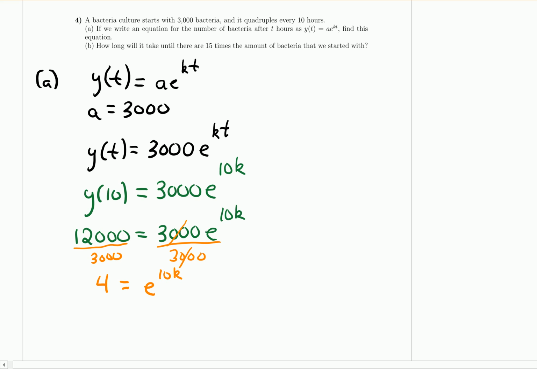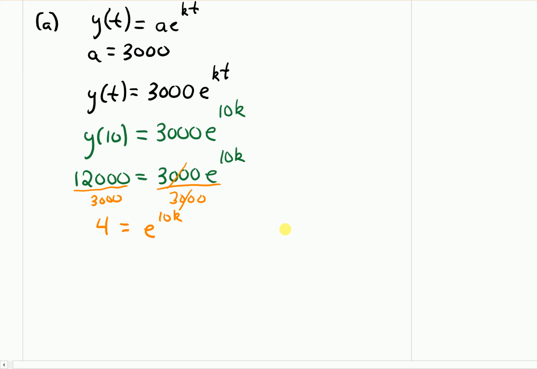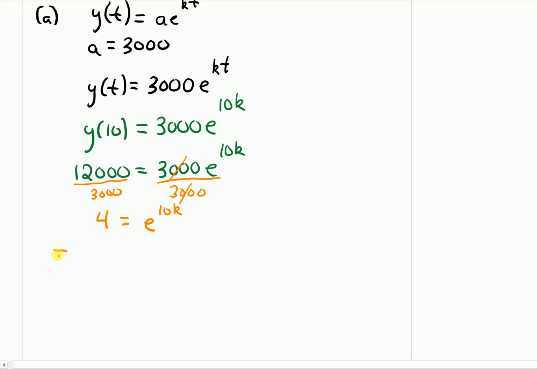And I've got to solve for k. So we just did an example like this. To solve for k, I'll convert this to log form. So I'll get log base e, which is ln. 4 goes inside of the ln, and this is going to equal the exponent on the other side, so this will equal 10k. Okay, so now I want to get k by itself, so I'll divide by 10. So k equals ln of 4 divided by 10.